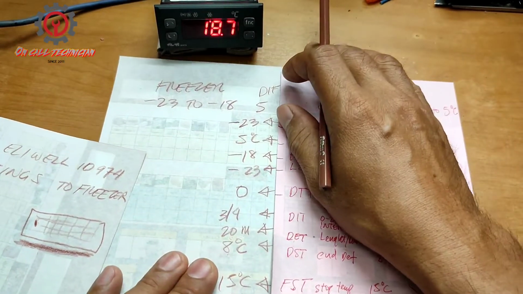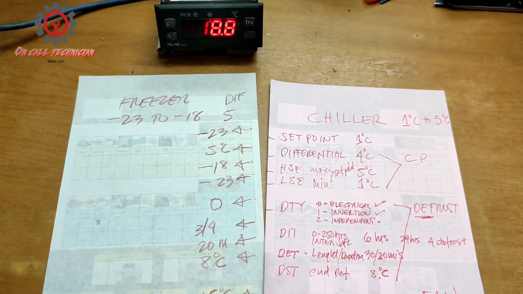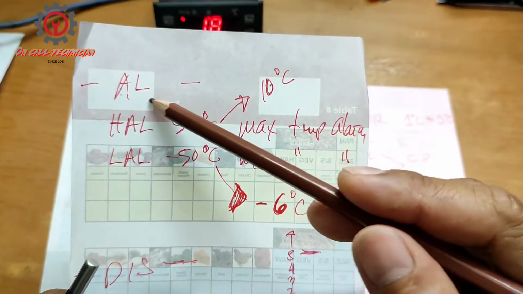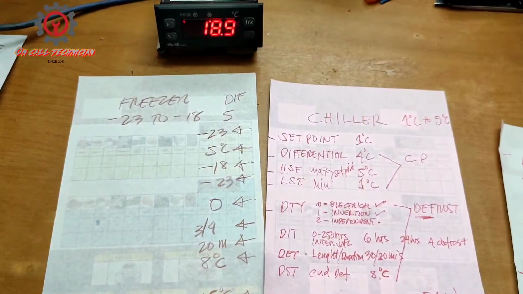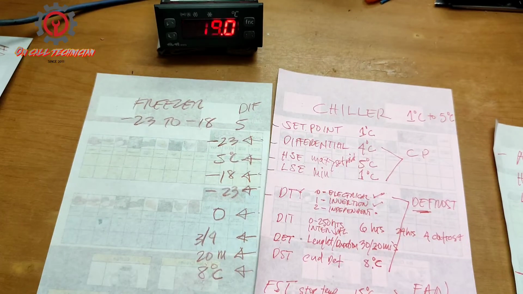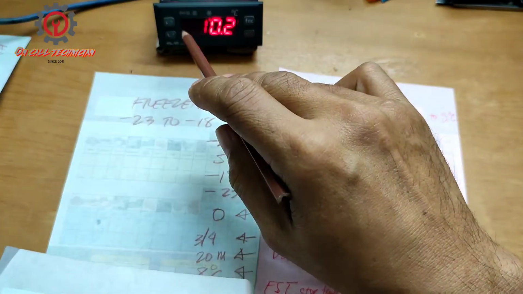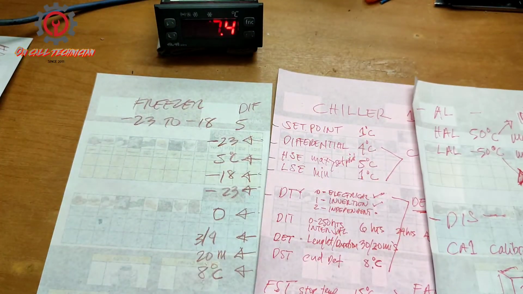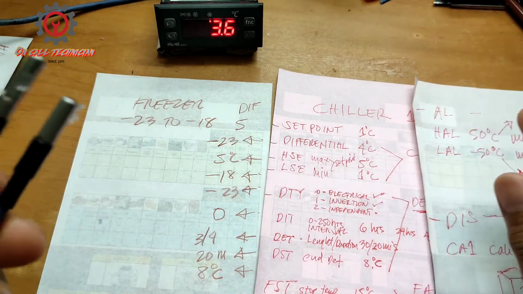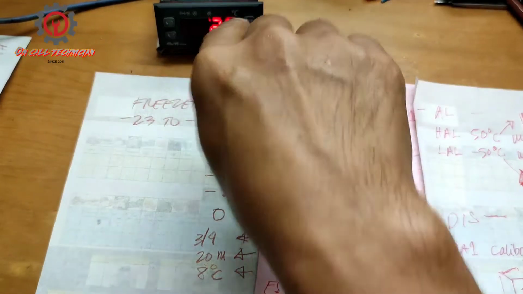And before we go to the alarm parameter, AAL parameter, we're going to program this first. Okay, this one. I got an alarm because I activated this HAL, so I just silenced it, and I immersed this sensor in a bucket with ice, so the temperature will drop.